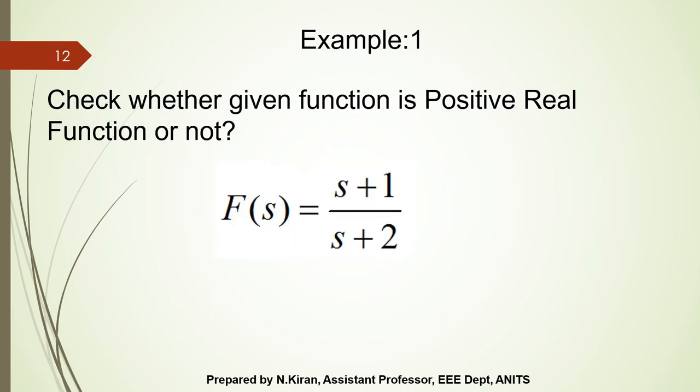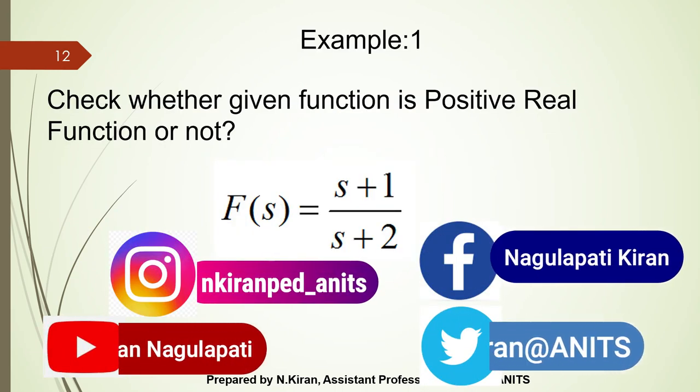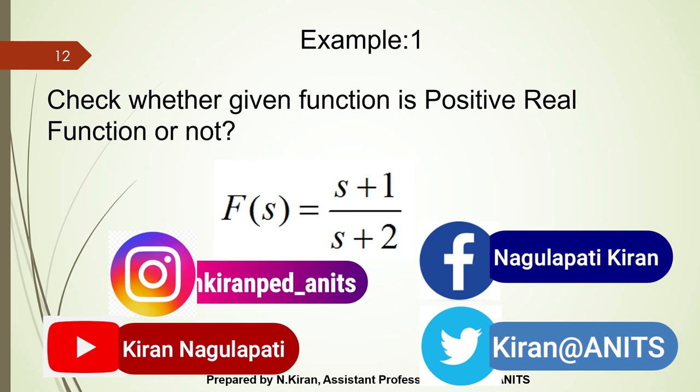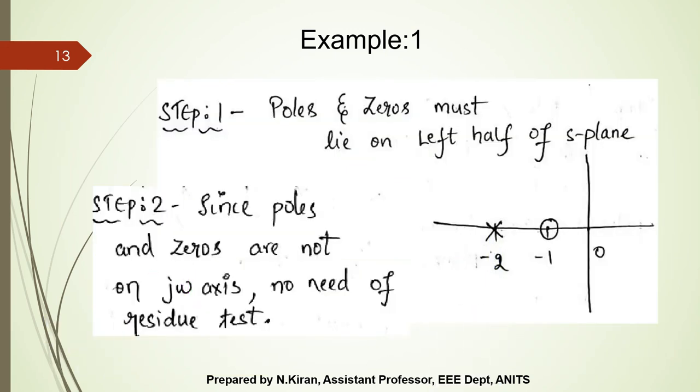So the first tutorial: the given function is f(s) = (s+1)/(s+2), and we have to check whether it is positive real or not. The first condition that we must check is whether all the poles and zeros are present on the left half of the S-plane. So I have a zero at -1 and a pole at -2. Therefore the first condition is satisfied. Since I don't have any poles and zeros on the j omega axis, there is no need for me to conduct a residue test on the given function.